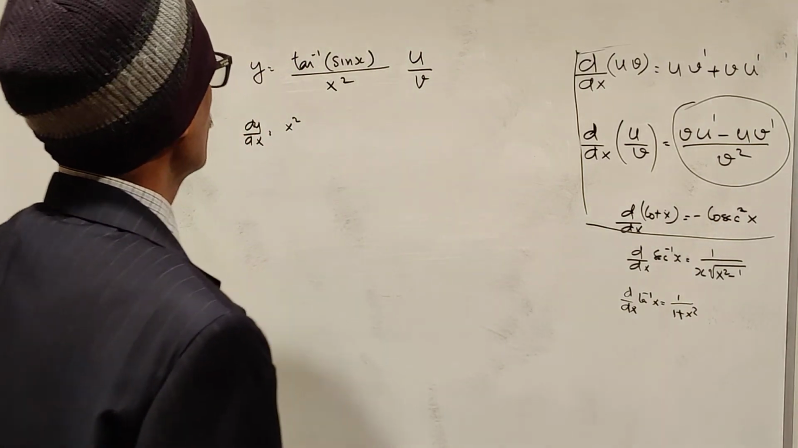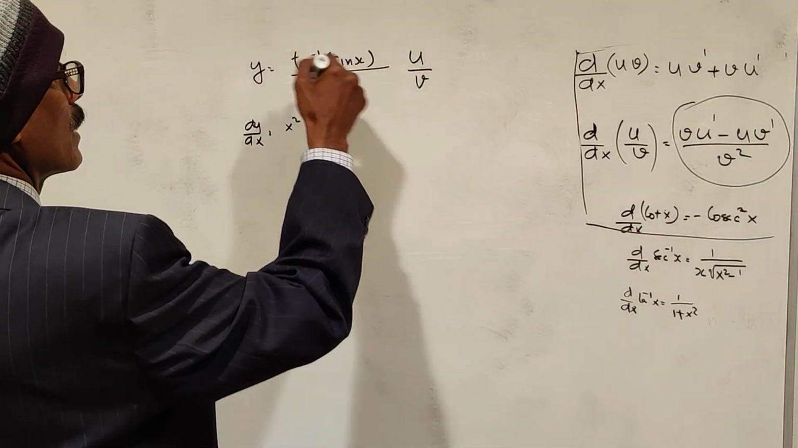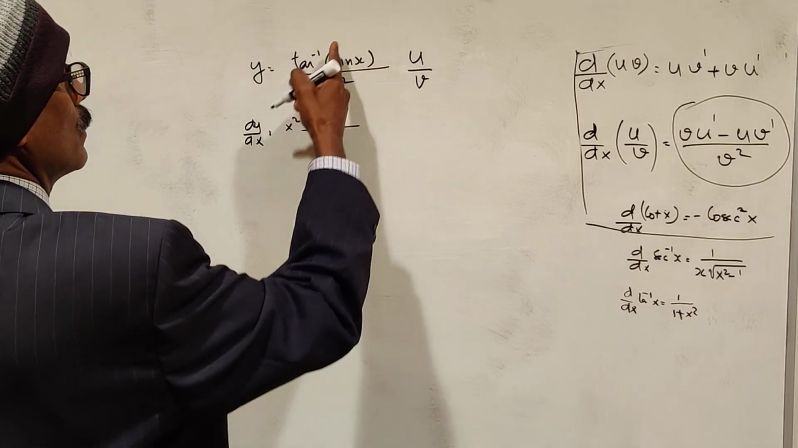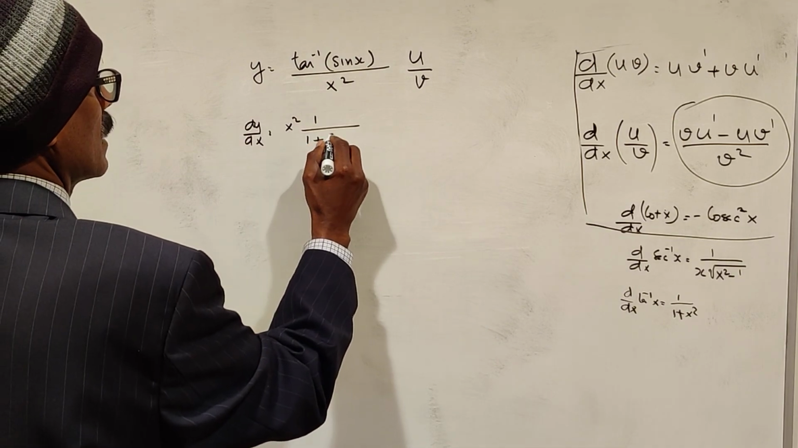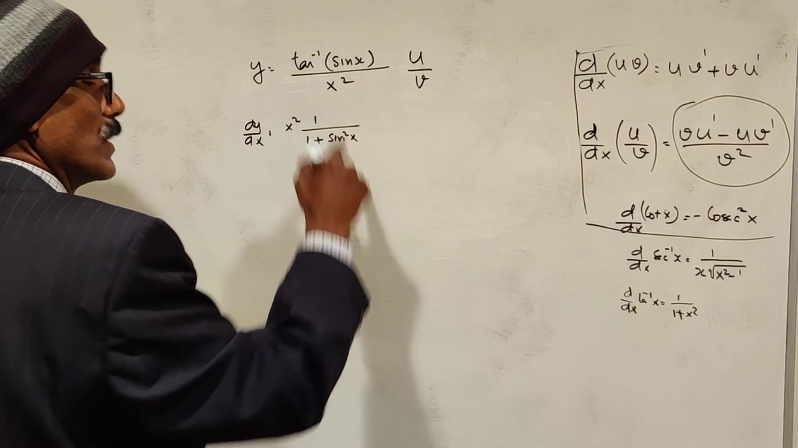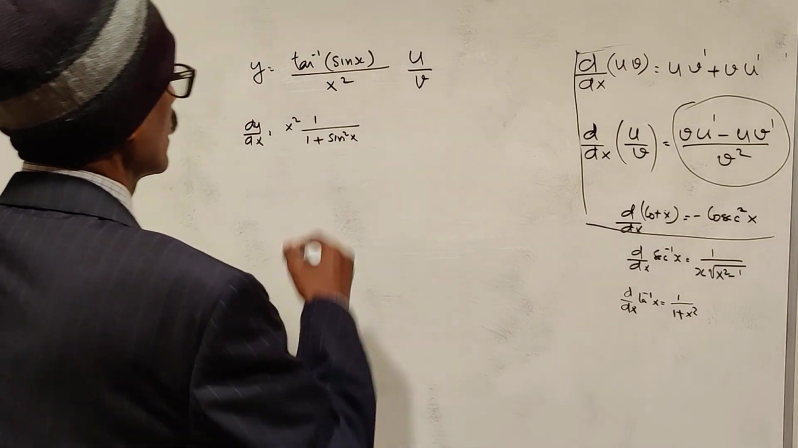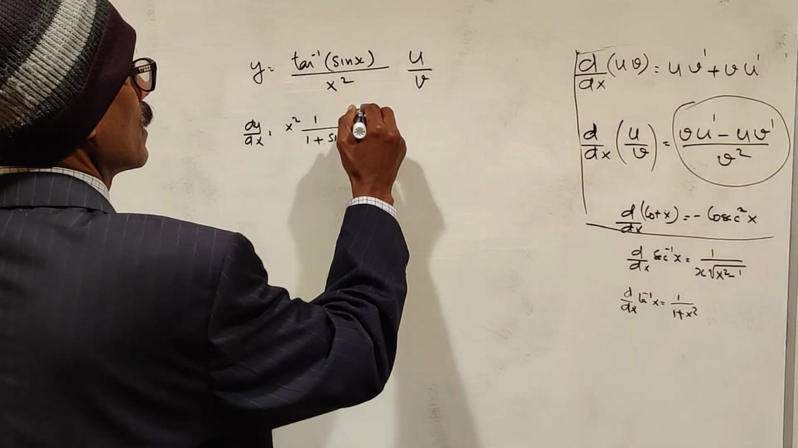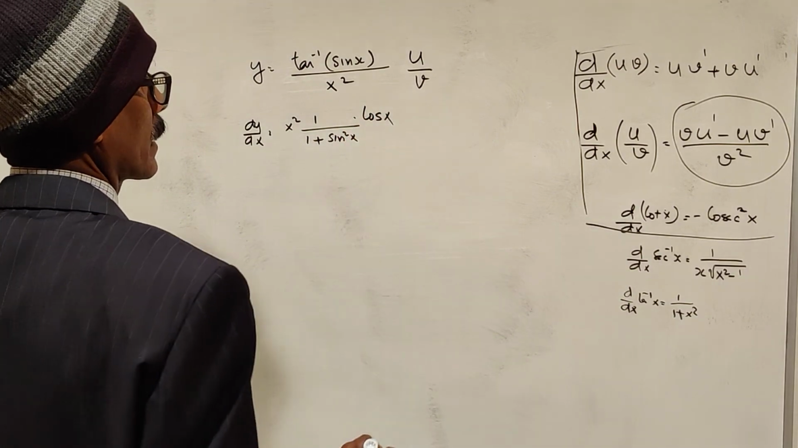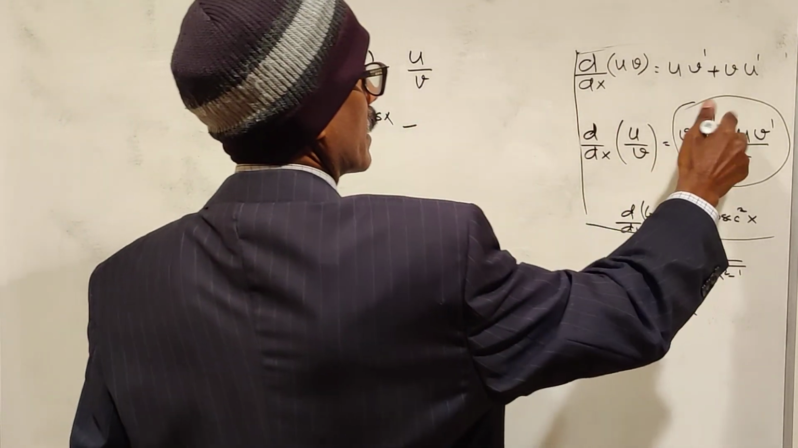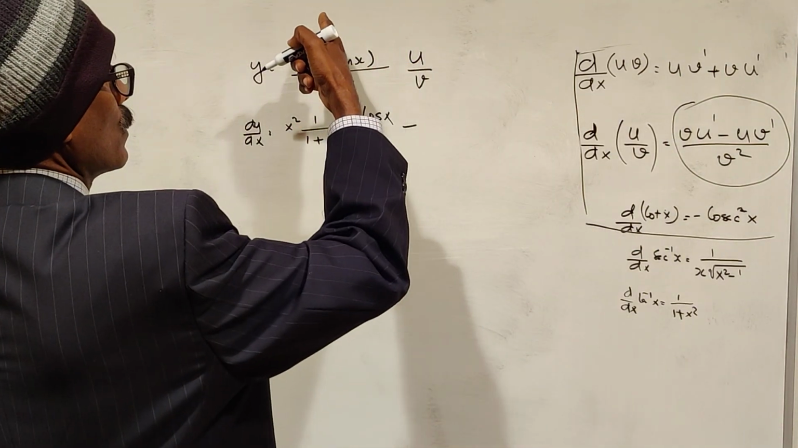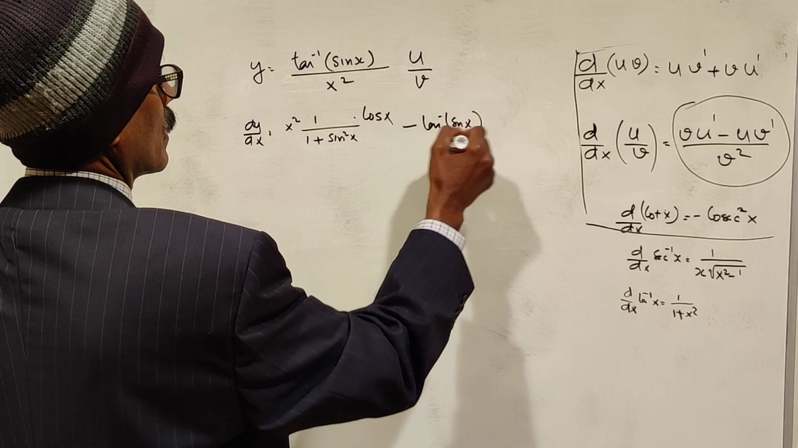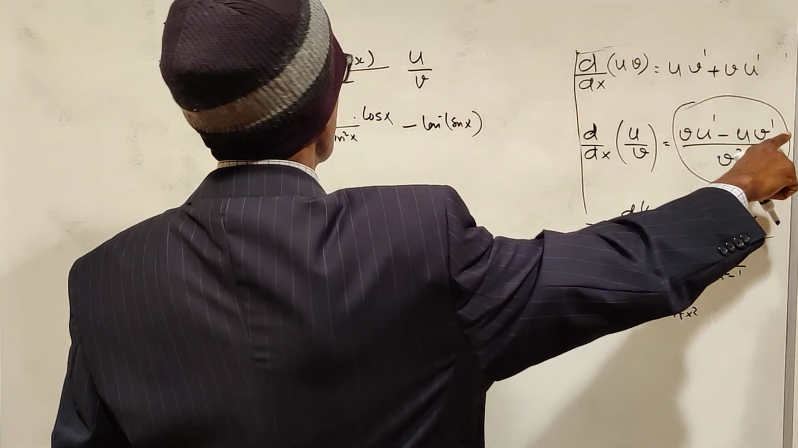Okay. Here, derivative of the numerator, 1 by 1 plus u square. u square is sin square x, so 1 by 1 plus sin square x, times derivative of sin x, derivative of u, cos x. Okay. Then minus u, the numerator, tan inverse sin x, times derivative of the denominator.